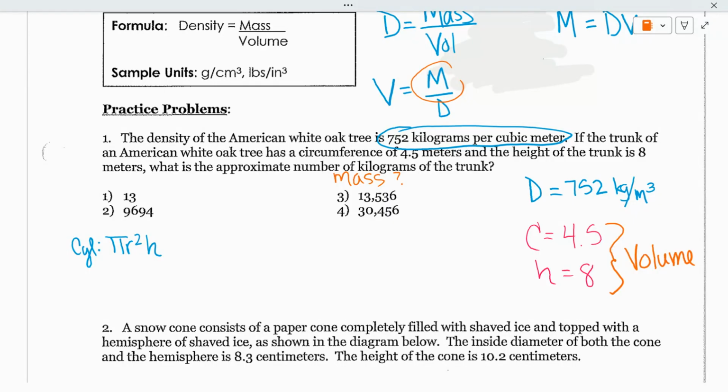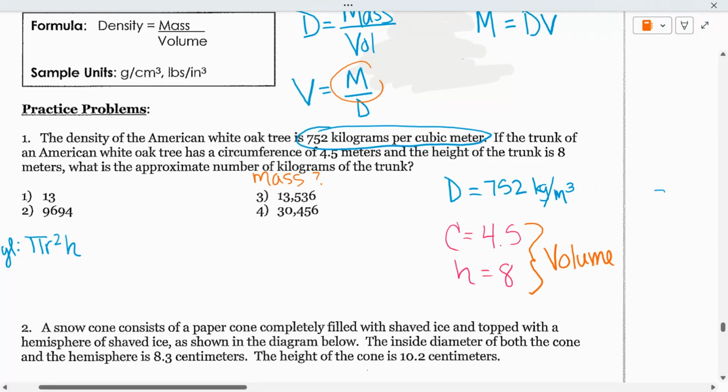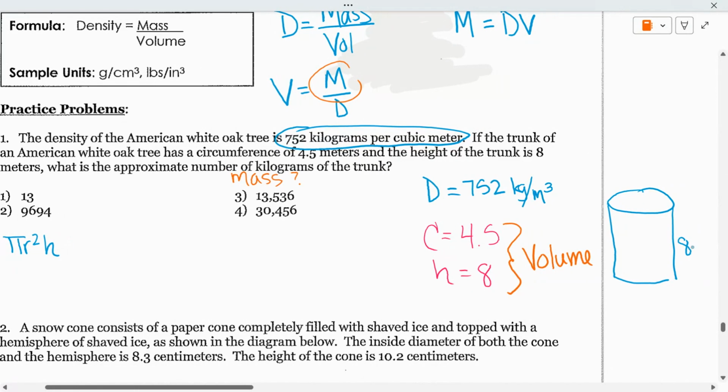Let's draw a little sketch off to the side. I'm going to do a little picture. So here's like my tree trunk, right? So I know that it's 8 meters tall. I need to know this measure. And right now, the only thing I have is the all the way around measure.